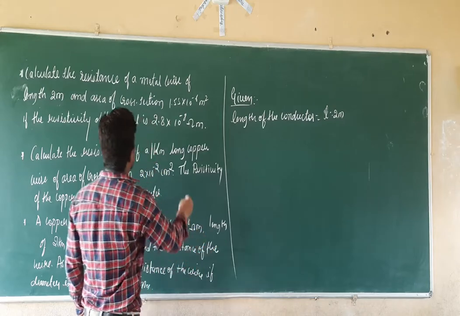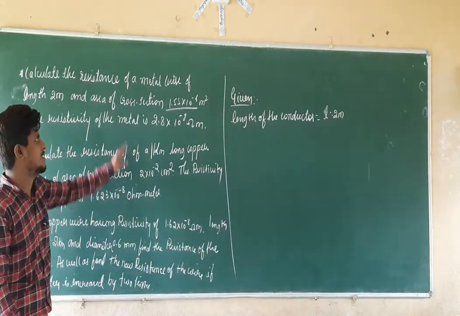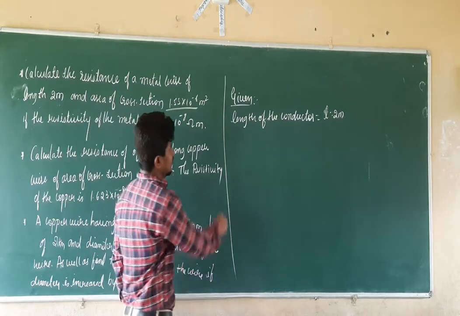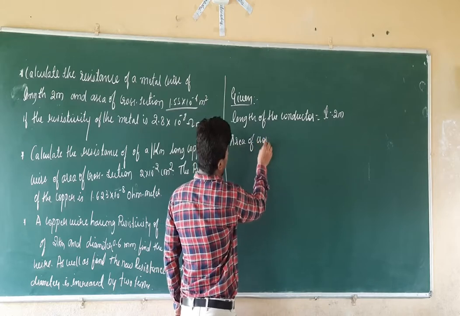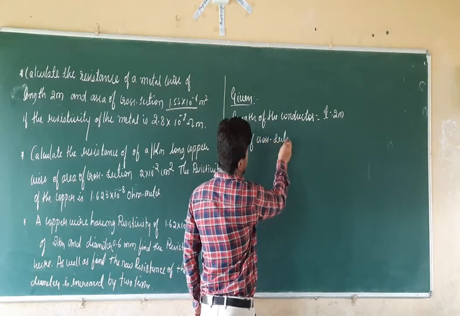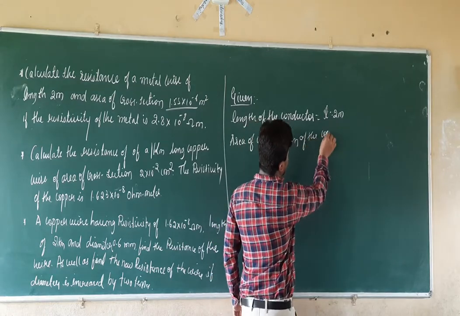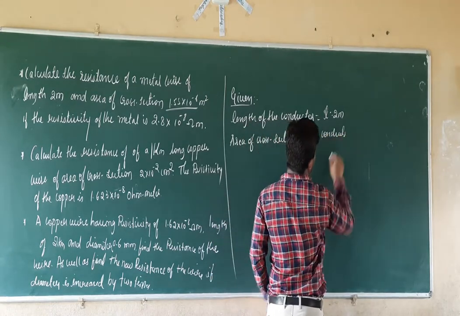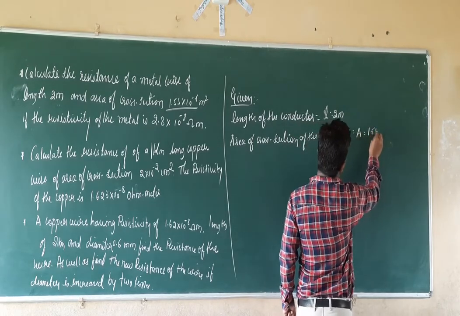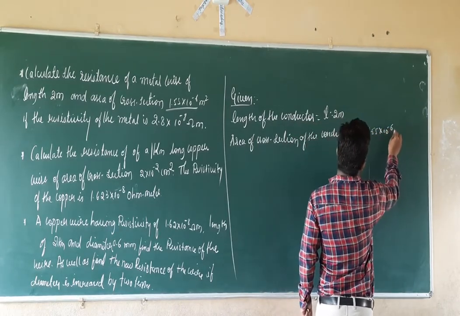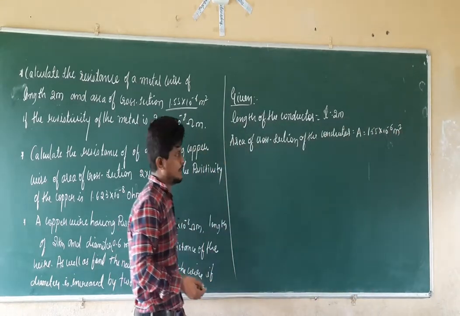Next, what have they given? They have given the value 1.55 into 10 raised to minus 6 meter square. That is nothing but the area of cross section of the conductor. How much is given? That is nothing but A equal to 1.55 into 10 raised to minus 6 meter square.